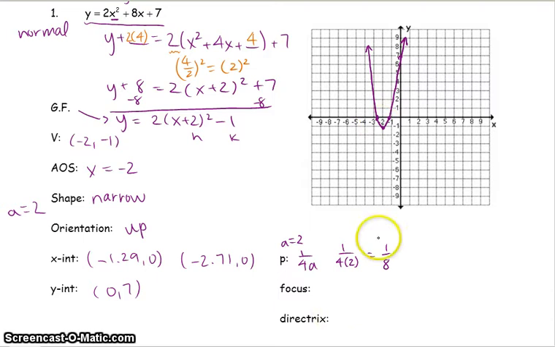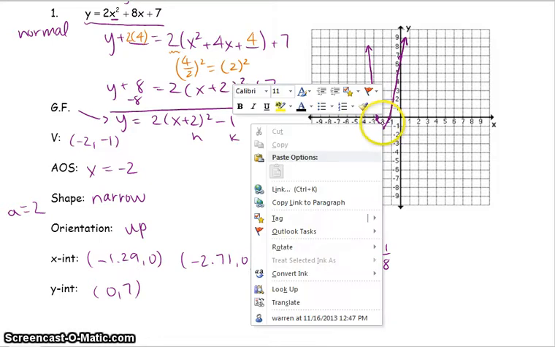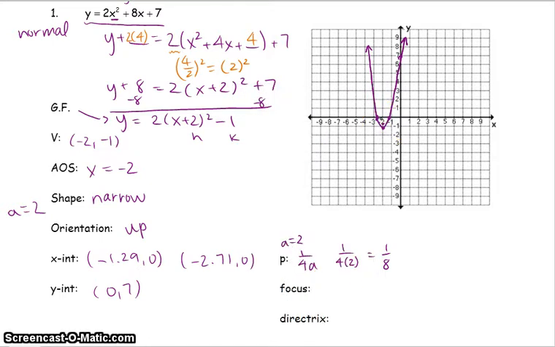Okay, so if we start at our vertex, we're going up 1/8, so it'll be roughly at this point. So when we do that, we are going to have the same x value of -2, but then we're taking our y value of -1 and we're adding 1/8. When we do that, we get a y value of -0.875.